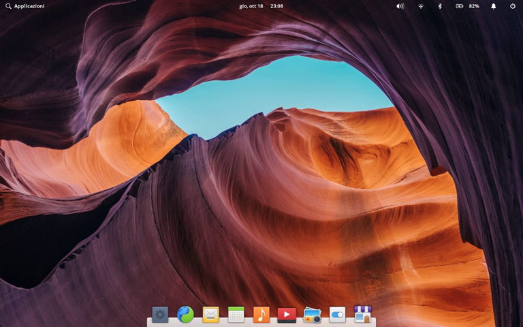Topic: 0.4 Loki. Elementary OS 0.4, known by its codename Loki, was released on 9 September 2016.